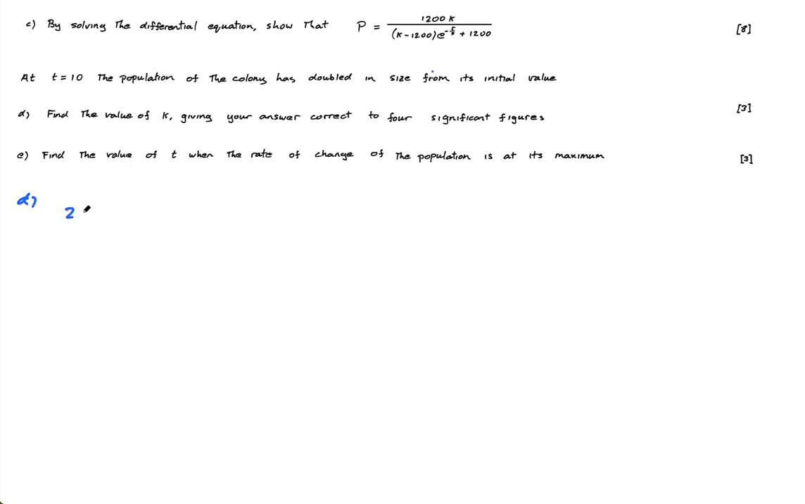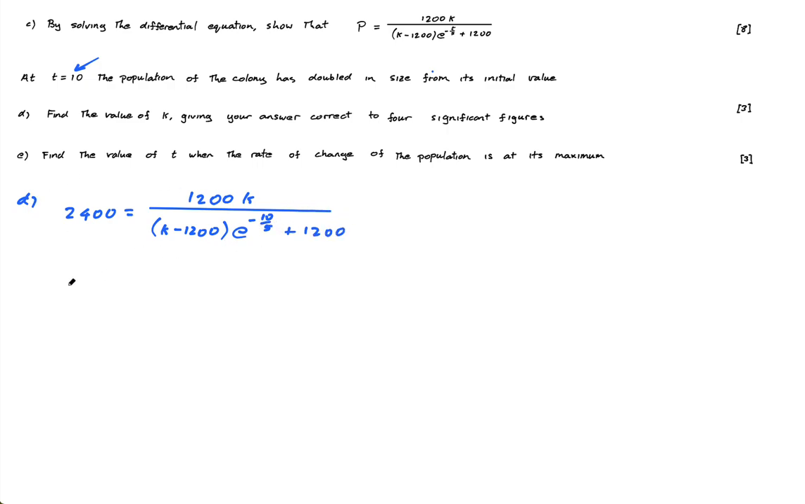So for part D, I want to find the K, where P is 2400. So 2400 equals 1200K, I don't know, all over K minus 1200, I still don't know, and then e to the negative t over 5. It says at t equals 10, so it's negative 10 over 5, or obviously just negative 2, plus 1200.